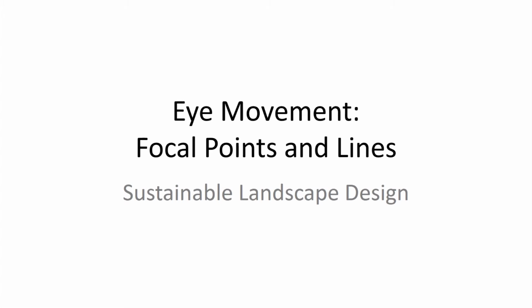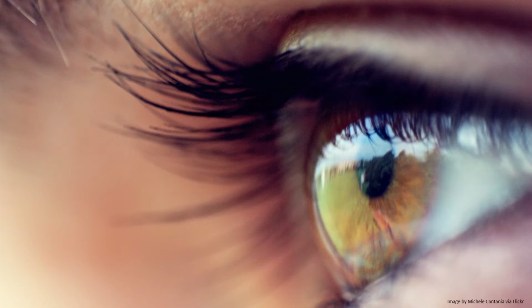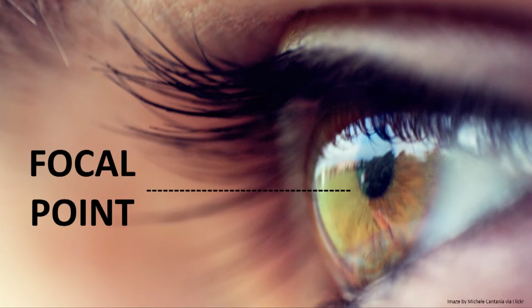Another important part about landscape design is to create good eye movement using focal points and lines. When we first enter or look at a landscape, our human eyes need a place to start, and that's the focal point. If there's nothing that stands out as a focal point, our eyes search around and around and around, and that's a bit unsettling and uninviting. Something needs to stand out to get us started.